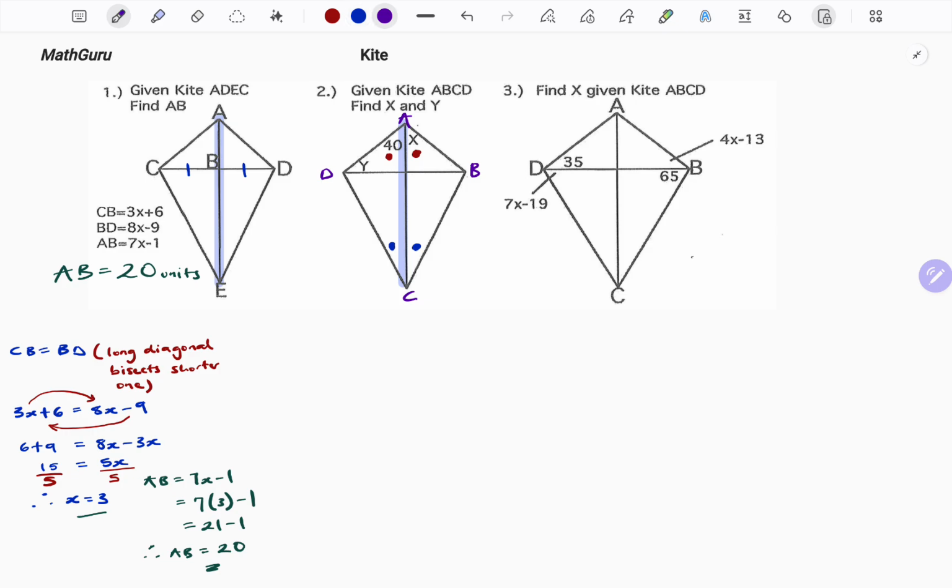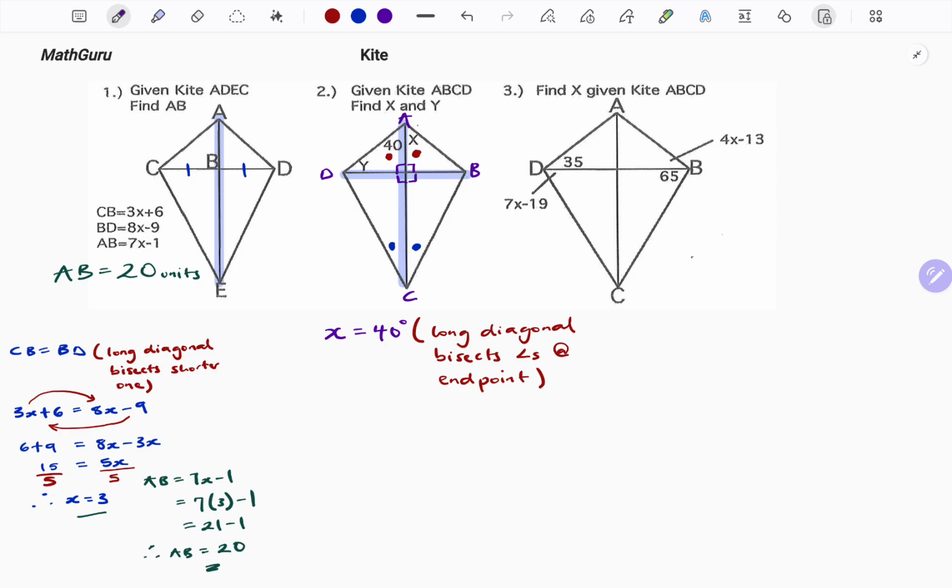So the long diagonal bisects angles at its endpoints. What that means is x will be equal to 40 degrees, the reason being the long diagonal bisects angles at its endpoints. Also, to find y, note that the diagonals of a kite bisect each other at 90 degrees. So if I draw the diagonal DB, what it means is the angle here will be 90, this is 90, this is 90, and also this is 90.